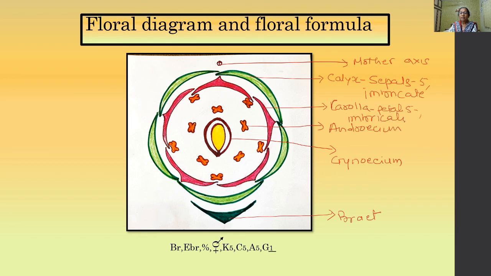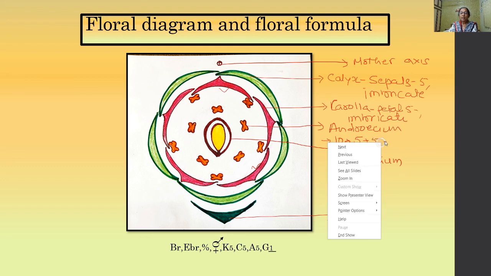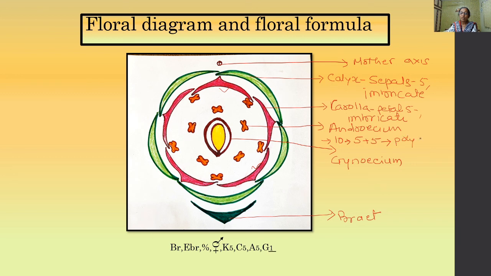Imbricate means again one is inner, one is outer, and three are overlapping with each other. So, that is the imbricate estivation. Then the androecium whorl has 10 stamens arranged in 2 whorls of 5 plus 5, and these stamens are free from one another. So, they are polyandrous in condition, dithecous, dorsifixed. So, this is about the androecium whorl.